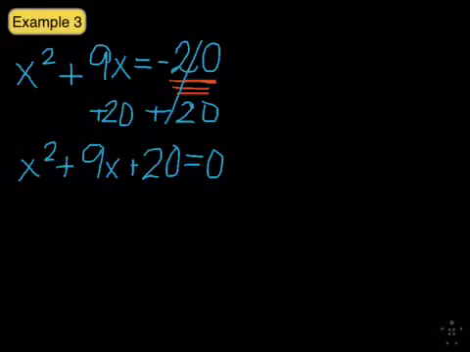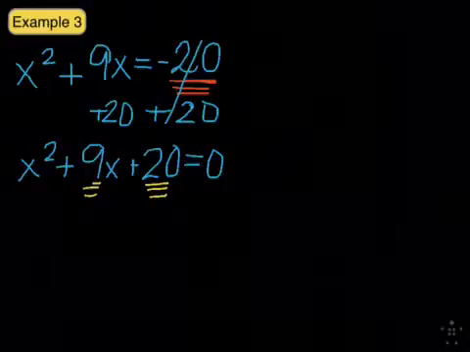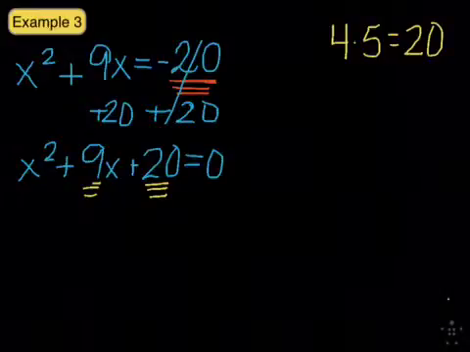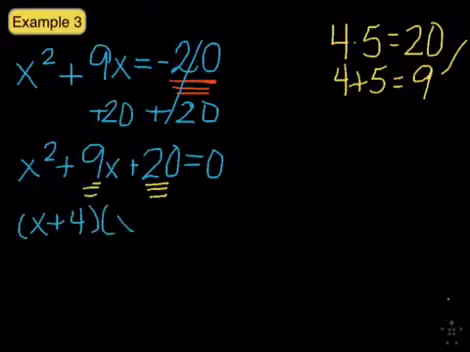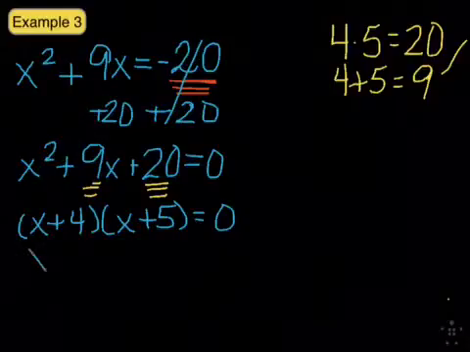So now we're going to factor like normal. Say what numbers multiply to 20 that combine together and give me a 9. Well, 4 times 5 equals 20, and 4 plus 5 equals 9. So we're great. So we're going to factor it as x plus 4 times x plus 5 equals 0. Set them both equal to 0.